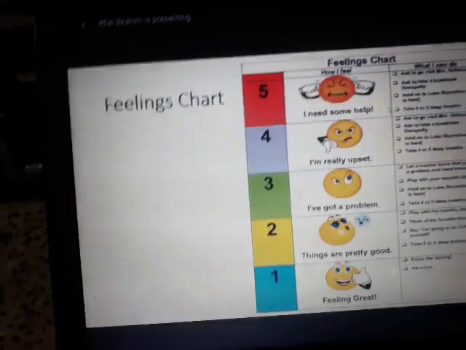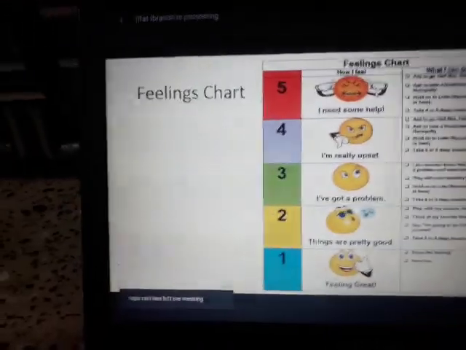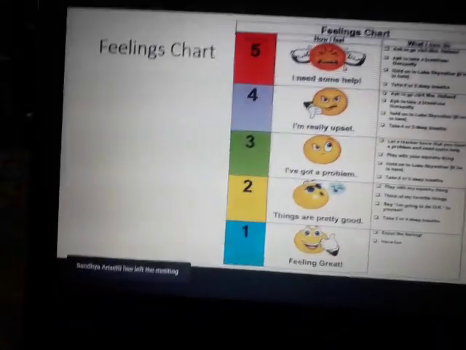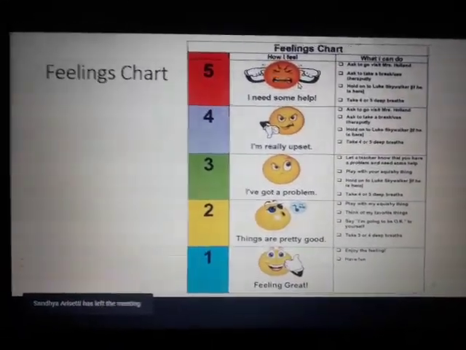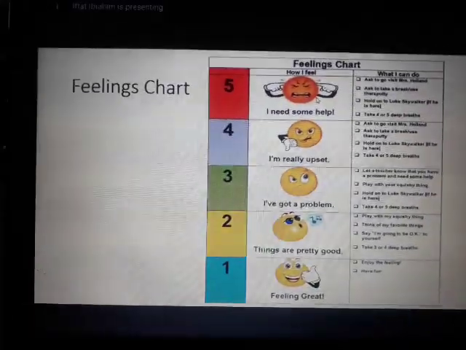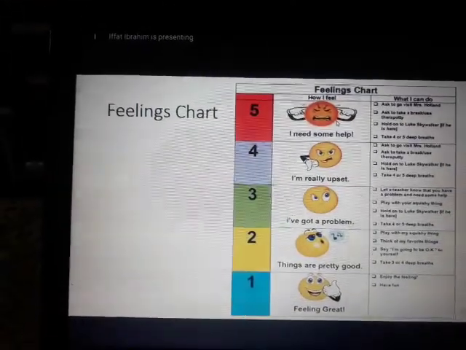If it gets really worse and it is number 5, then they need some outside help. They definitely have to go and meet a behavioral counselor. They have to do some breathing exercises. So this chart can help little children tell us how they are feeling.